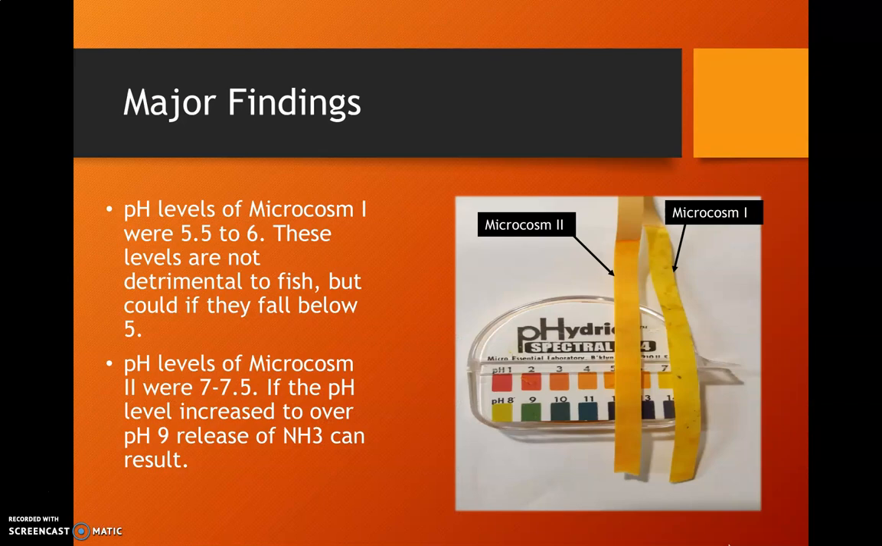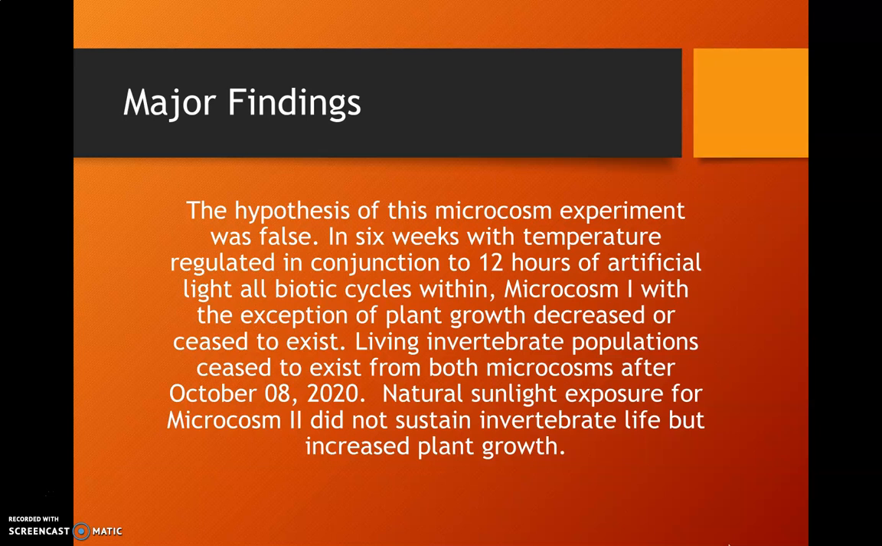Major findings. pH levels of Microcosm I were 5.5 to 6. These levels are not detrimental to fish, but could be if they fall below 5. pH levels of Microcosm II were 7 through 7.5. If the pH level increased to over 9, release of ammonia can result. The hypothesis of this microcosm experiment was false.